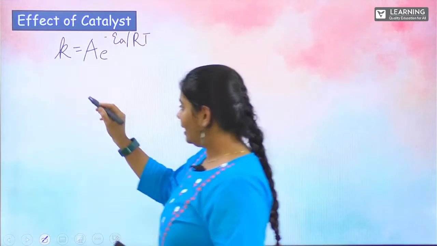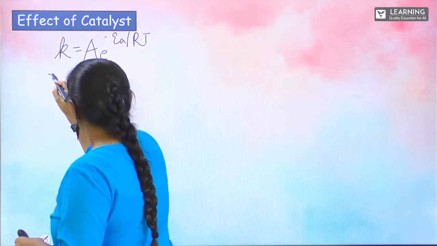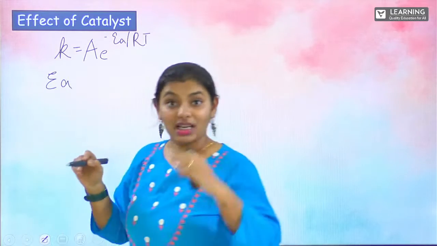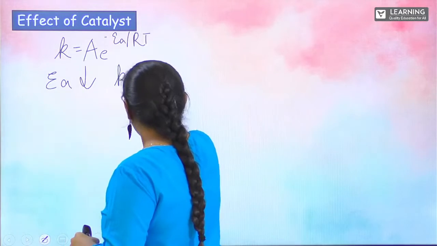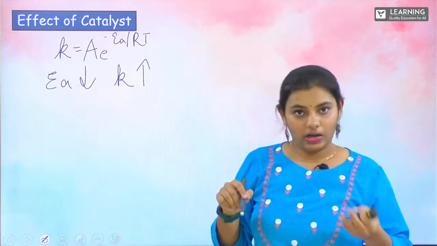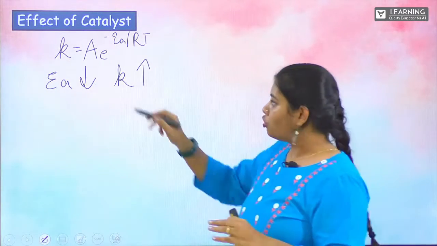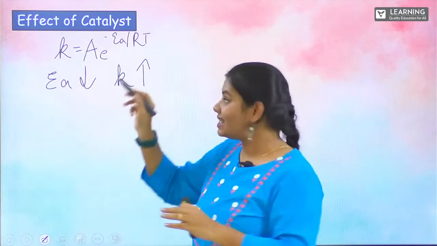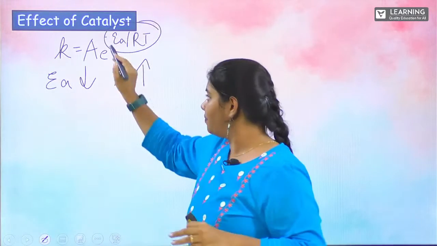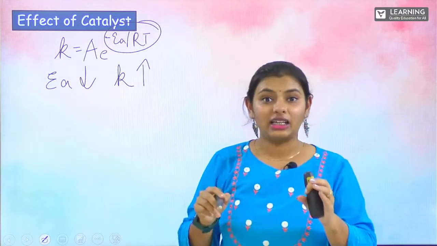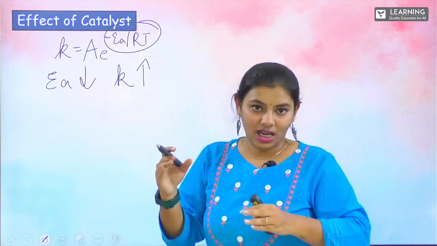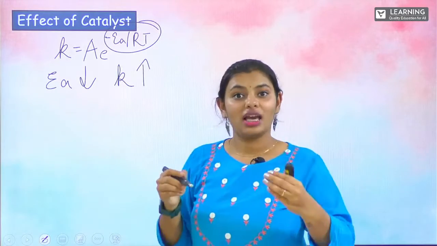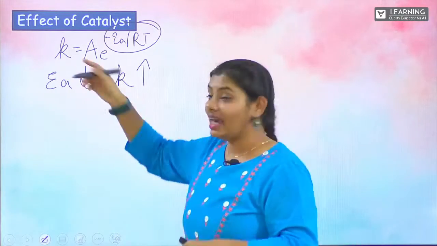Now I am telling you, if the activation energy is being reduced, the rate constant increases, right? That is what I'm trying to tell. So you can see here EA, this entire factor, I have a negative over here, minus EA. Just because there is a negative sign here, when I reduce EA further, K increases.